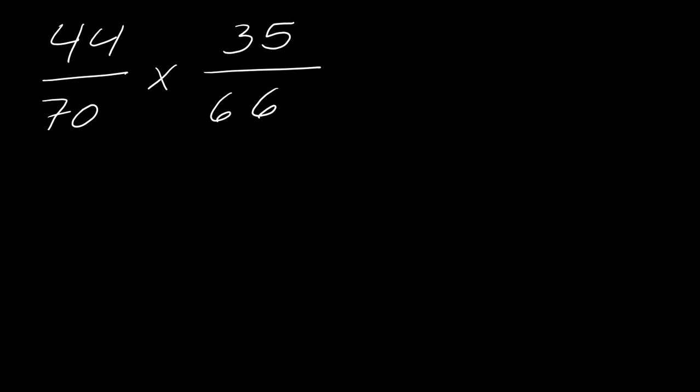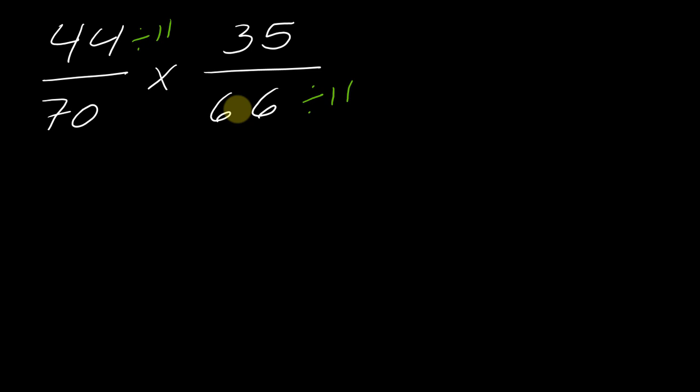So the thing to notice here is that 44 and 66 definitely have a factor in common. What are they both divisible by? They are both divisible by 11. So before I multiply, if you have one thing on top and one thing on bottom that are divisible by the same thing, you can divide.